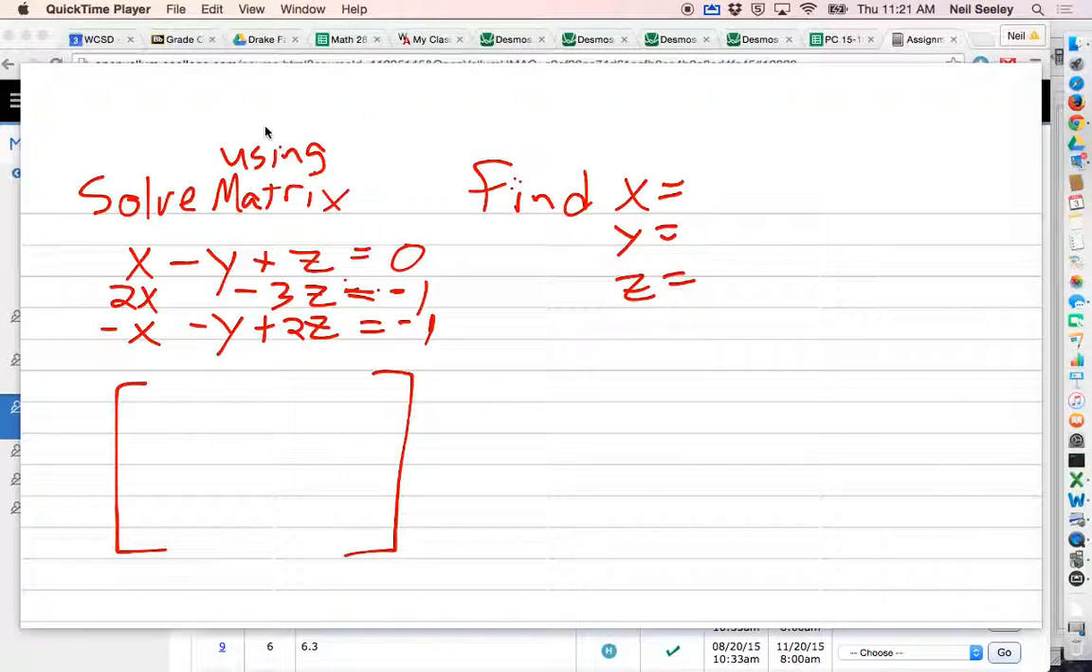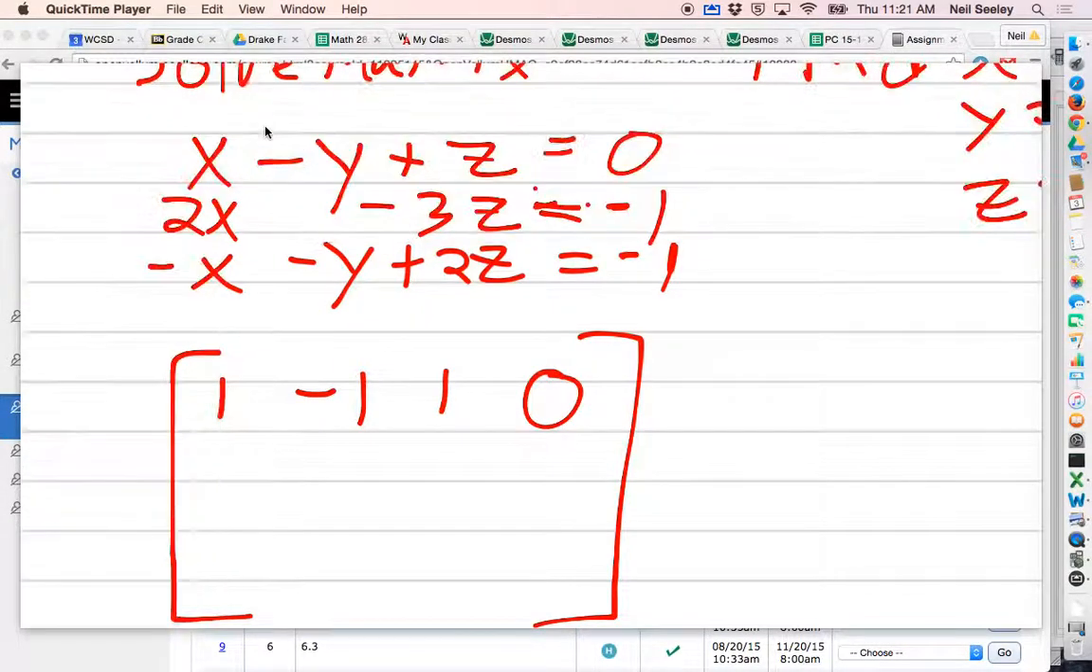So what we can do, if you want to solve this using matrices, is go 1, negative 1, 1, and 0. And what we've done, if you remember, is we're just organizing this in a different way. I'm going to put a little different color in here. You're putting your x coefficients here, y coefficients here, z coefficients here, and numbers yonder. So far, so good. Okay.